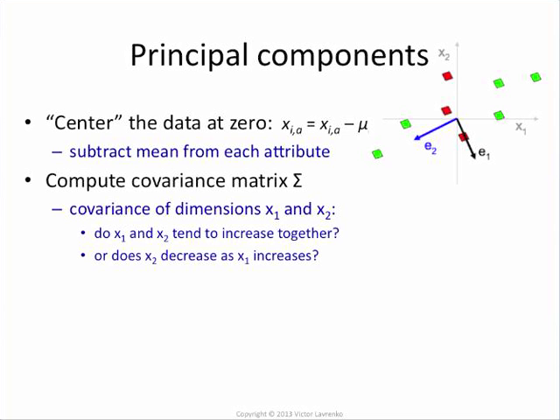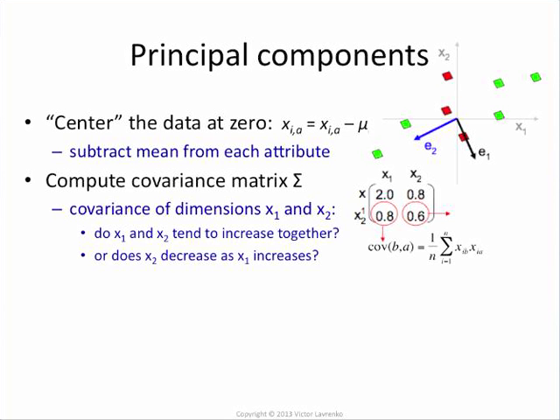The covariance between two attributes is basically an indication of whether they change together or in opposite directions. For example, the covariance between x1 and x2 is 0.8, so it's a positive covariance. This means that in general, as x1 increases, x2 is going to increase as well, and as x1 decreases, x2 is going to decrease. So you have a positive correlation in the data. If it was like that, it would be negative. That's what the covariance reflects: the correlation between the different attributes.